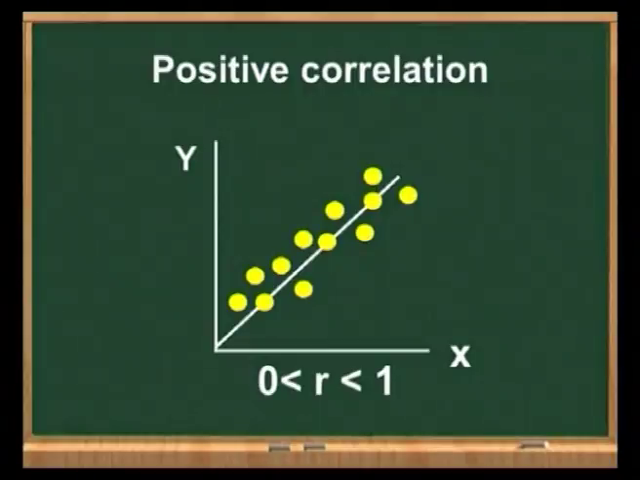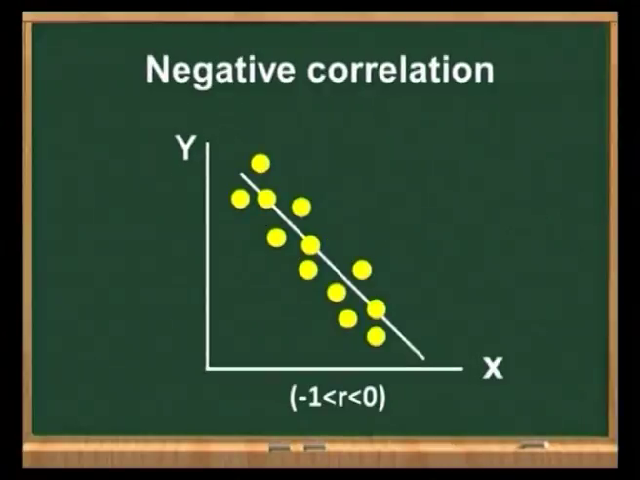A positive correlation occurs when the dependent variable increases as the independent variable increases. A negative correlation occurs when the dependent variable increases as the independent variable decreases, or vice versa.